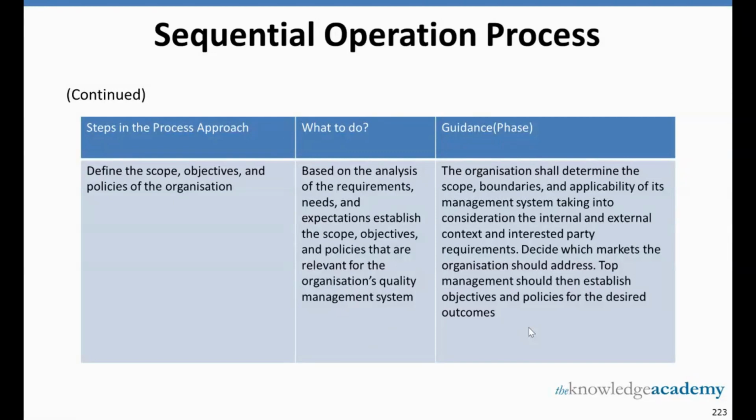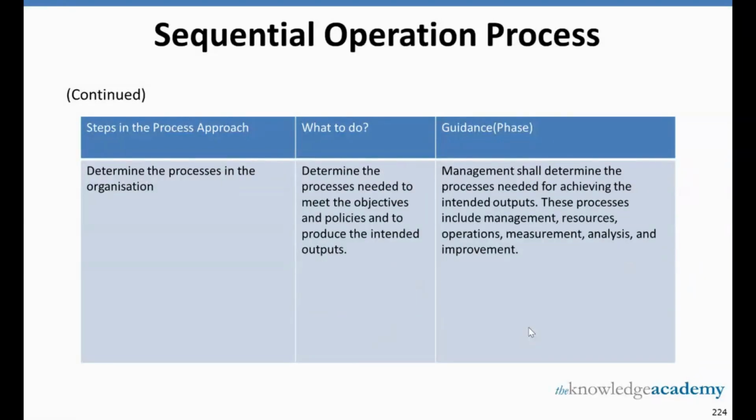The organization shall determine the scope, boundaries, and applicability of its management system, taking into consideration the internal and external context and interested party requirements. Decide which markets the organization should address. Top management should then establish objectives and policies for the desired outcomes.